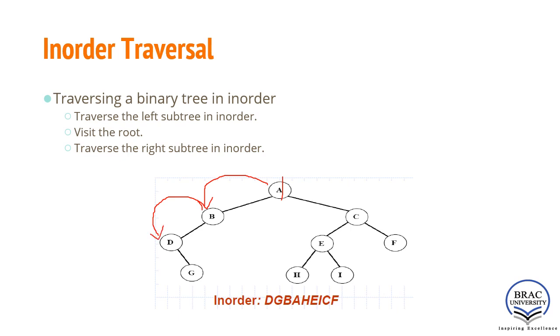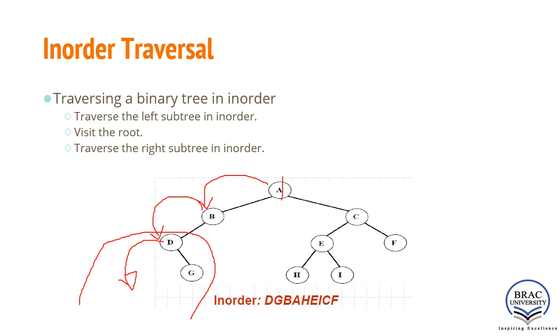No, we don't need to visit B because B also has a left subtree. Okay, then D. Is there any left subtree for D? No, there is no subtree for D. If there were any subtree for D, for example some values X, Y, Z, then the traversal would be X, Y, Z, D, G. But no, there is no node in the left subtree. Okay. So for this subtree, the in-order traversal will be D, that is the root, then G, that is the right subtree. So this part is done.